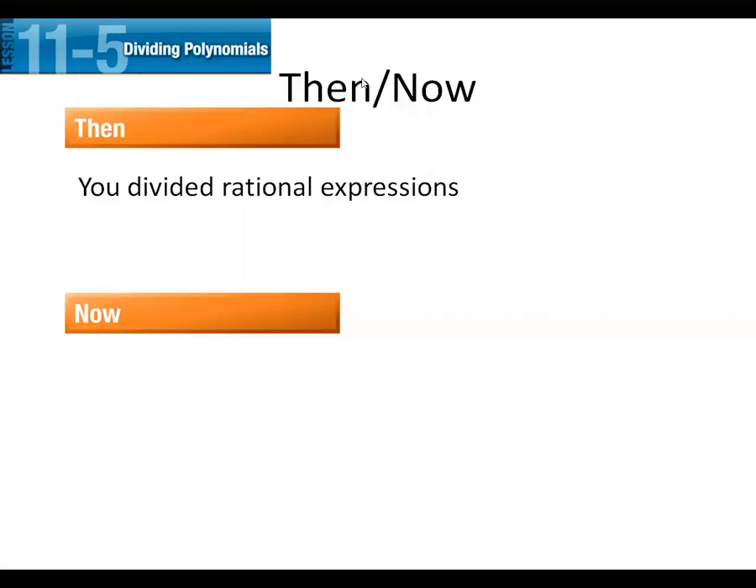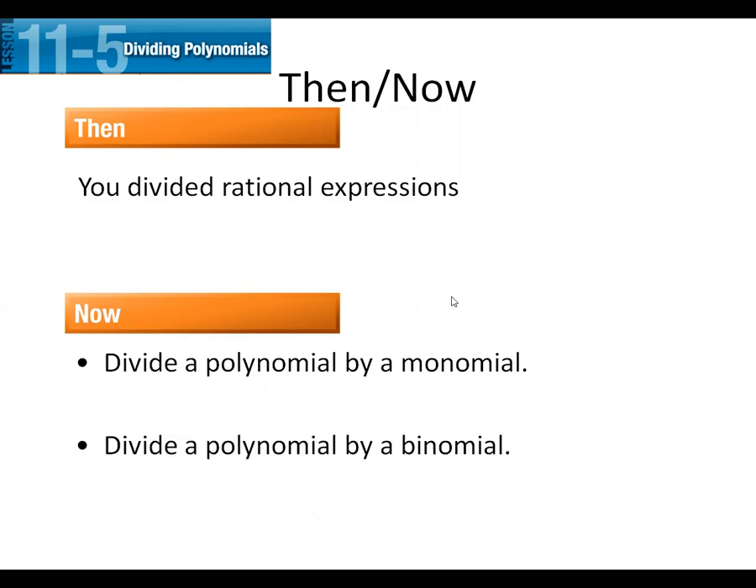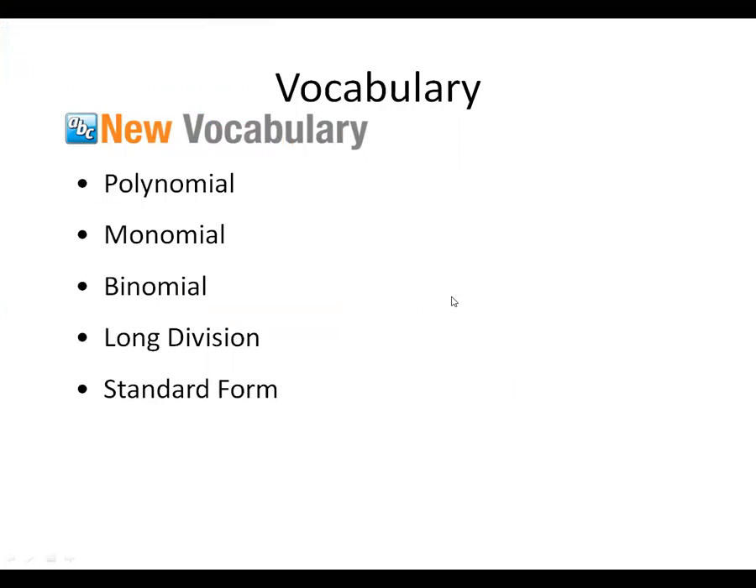All right, guys, now section 5 of chapter 11, dividing polynomials. So previously we divided rational expressions. Now we want to divide a polynomial by a monomial and divide a polynomial by a binomial. And you might be thinking, well, didn't we just do that? Yeah, sort of, but we're going to take it a little bit further this time.